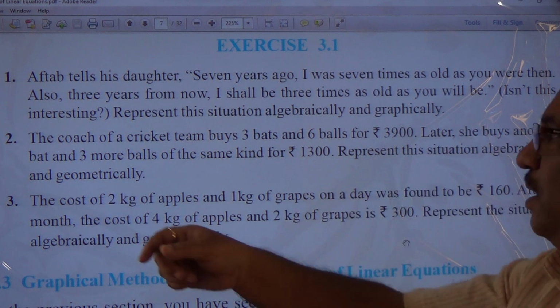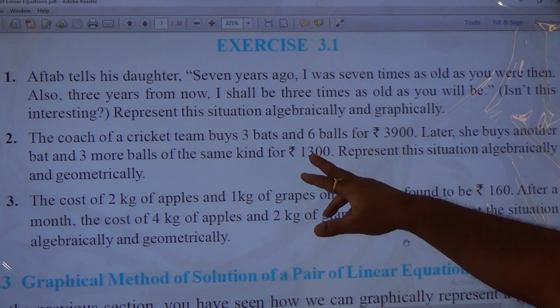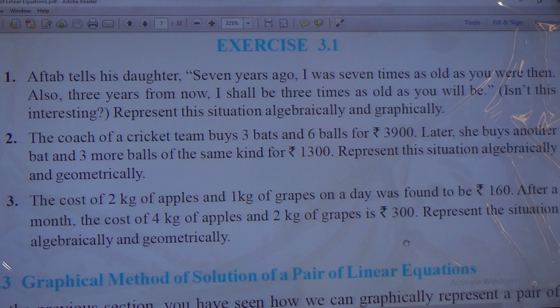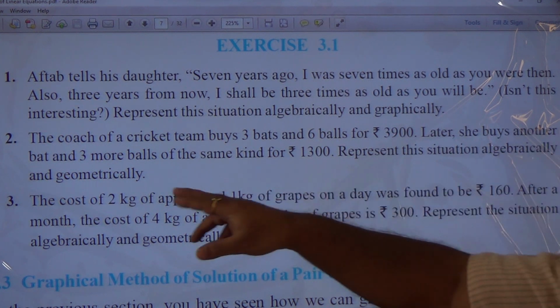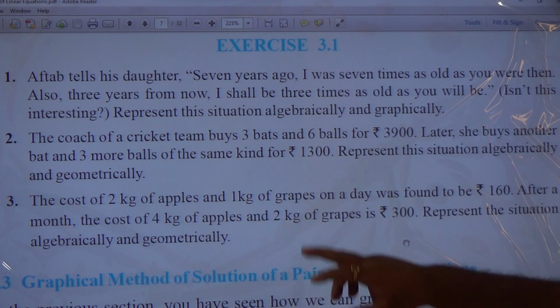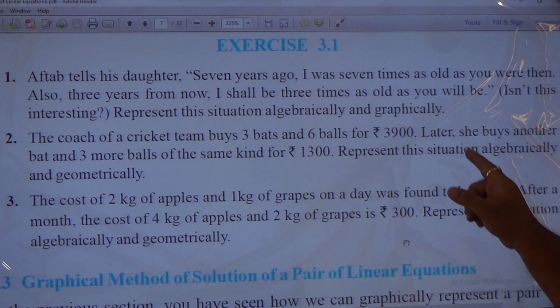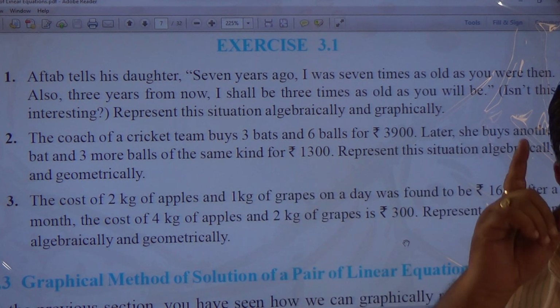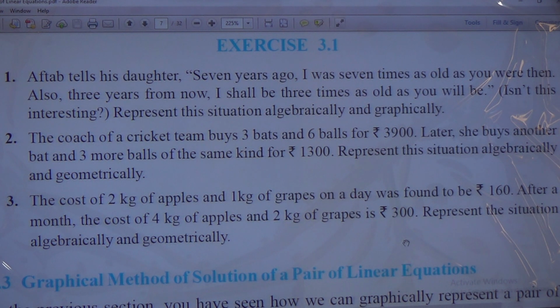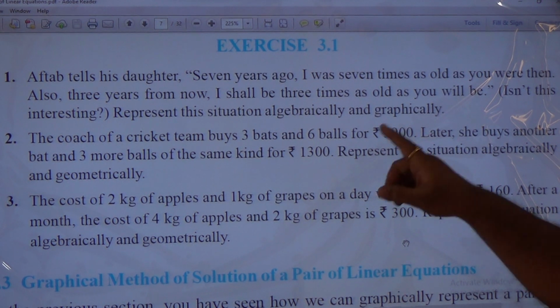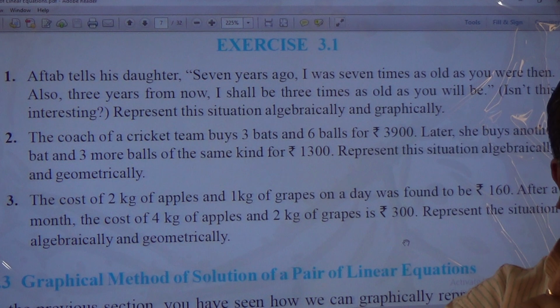Here the coach of a cricket team buys 3 bats and 6 balls for rupees 3,900. Later she buys another bat and 3 more balls of the same kind for rupees 1,300. Represent this situation algebraically and geometrically. Algebraic representation is formation of linear equations, and geometrical representation is plotting of a graph.